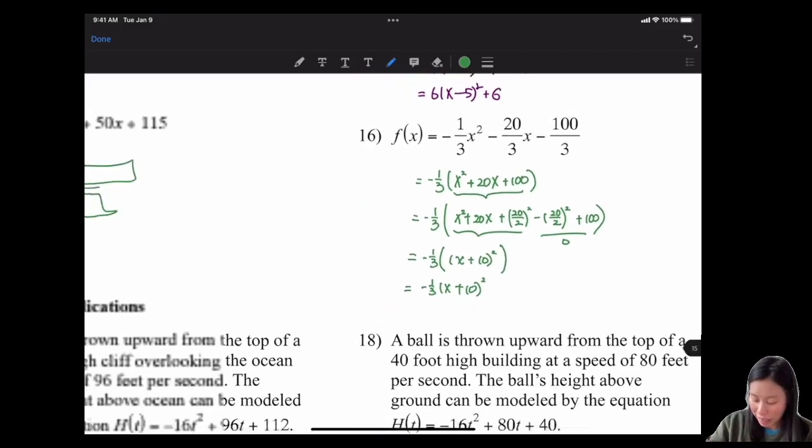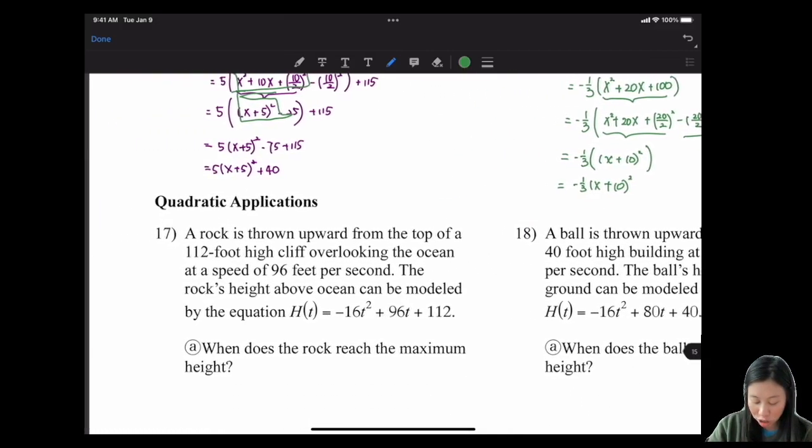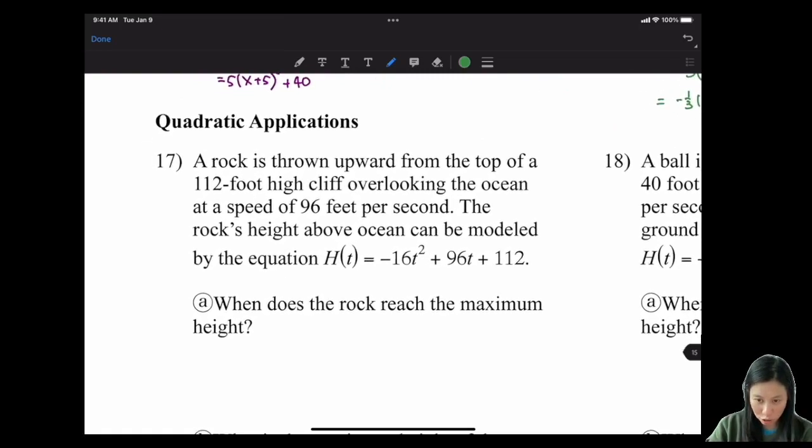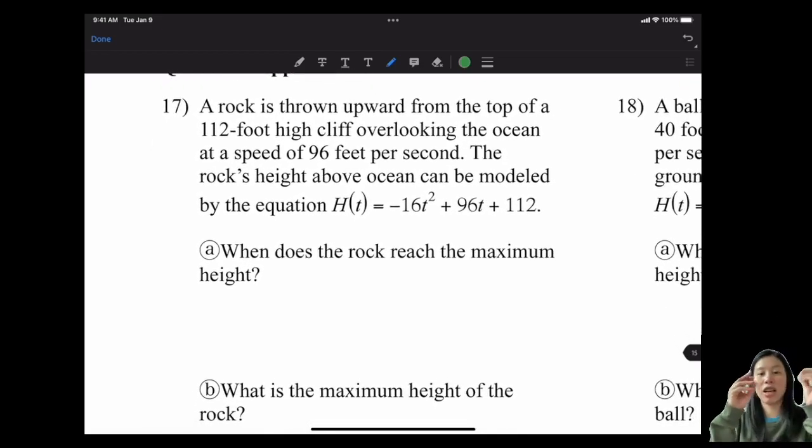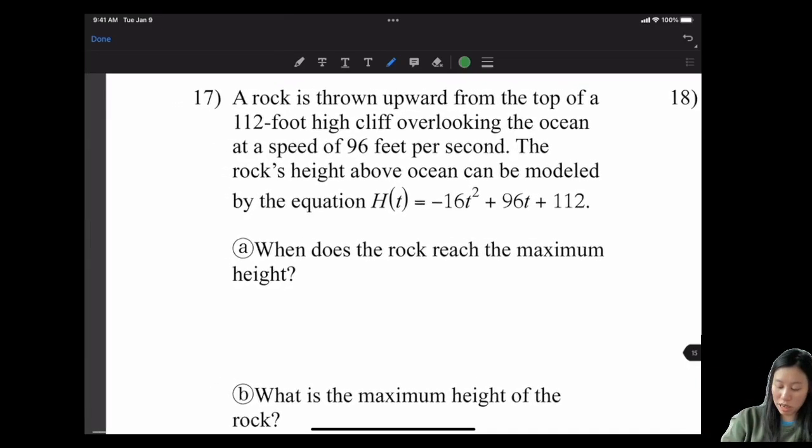Okay, last part, the application of a quadratic function. So a rock is thrown upwards from the top of a 112-foot high cliff overlooking the ocean at the speed of 92 feet per second. The rock's height above the ocean can be modeled by the equation. Blah, blah, blah. So basically, you throw a rock. You're standing on the cliff and you throw a rock towards the ocean. So what does it look like?